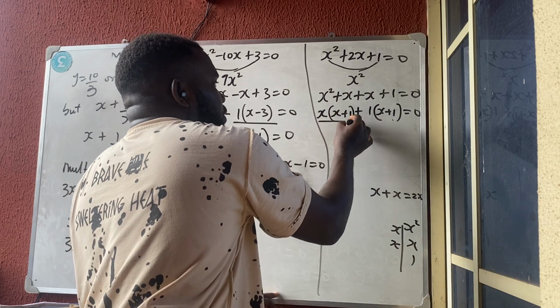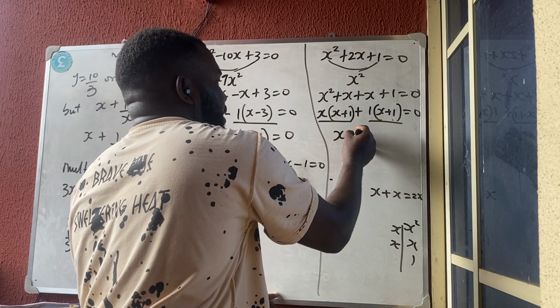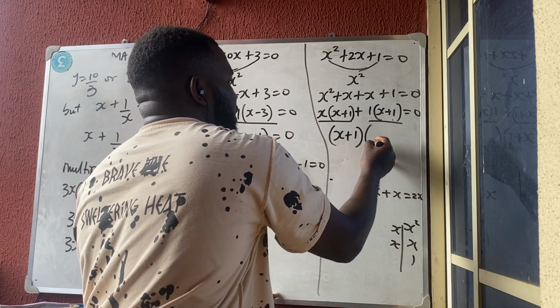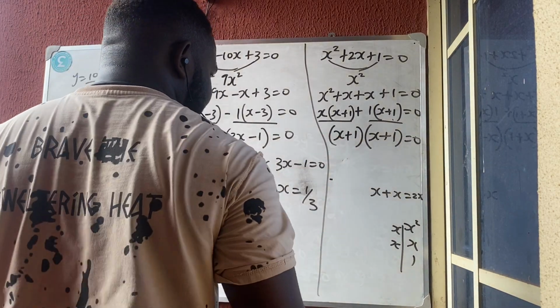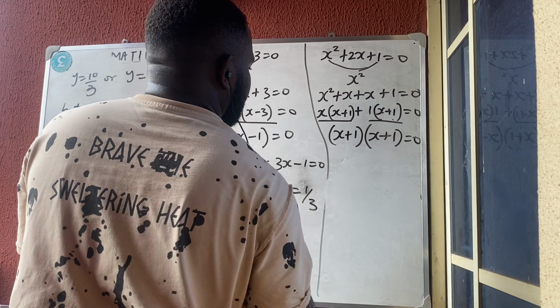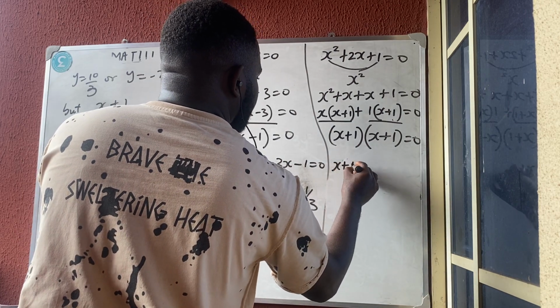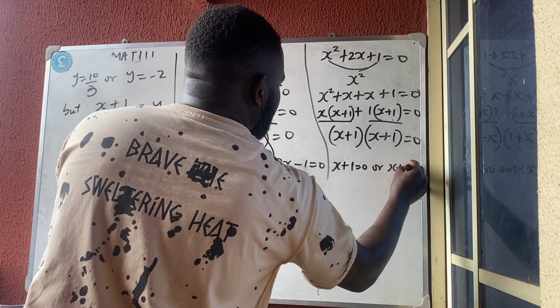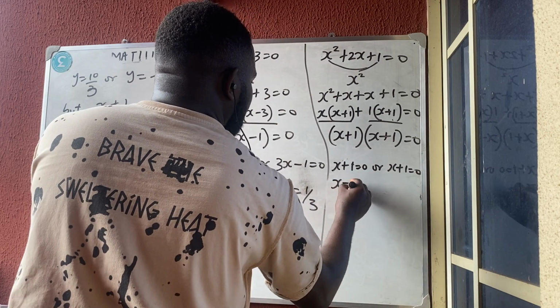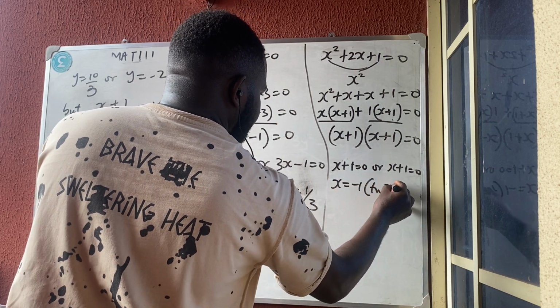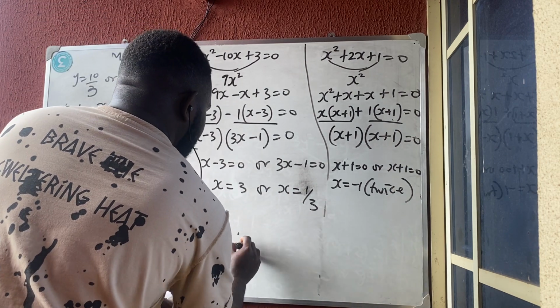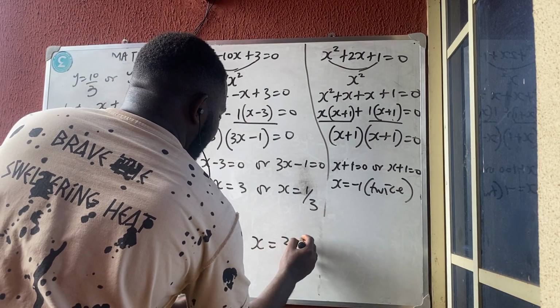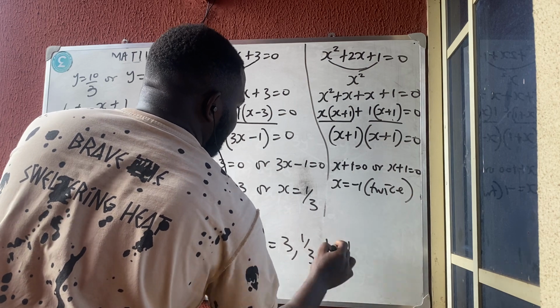So what is common between this line and this line is the one in the bracket. Then the remaining is the one that is not in the bracket, equal to 0. So finally I'm having that x plus 1 is equal to 0 or x plus 1 is equal to 0. So what do you mean? x is equal to minus 1 twice because they are the same thing. So this means that x is equal to 3, 1 over 3, minus 1 and minus 1.